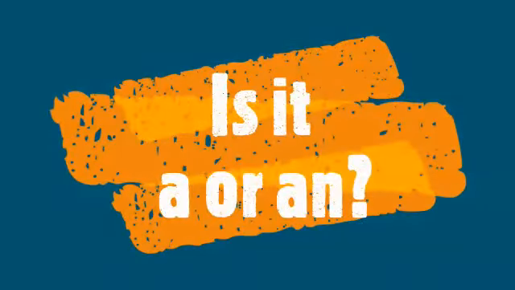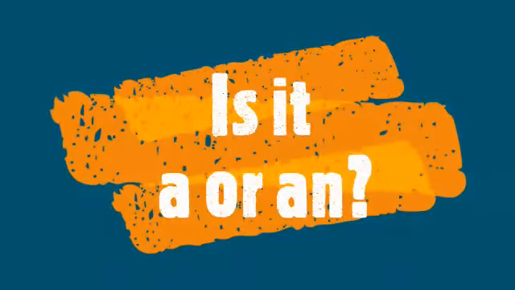Today we're going to be looking at a and an, using them correctly with different nouns within sentences. Okay then, year 3, we're going to be thinking about using a or an with the correct object when using it in a sentence. So I have one apple here and I have one pen.